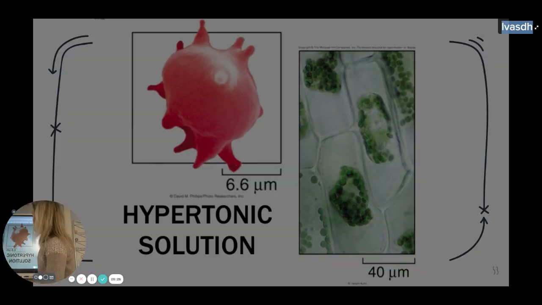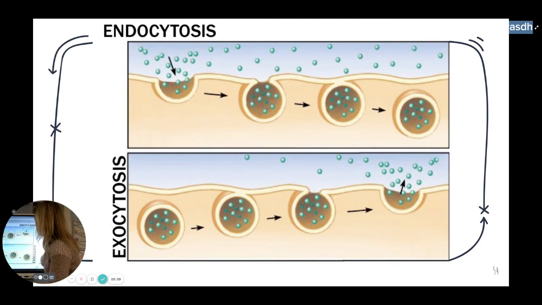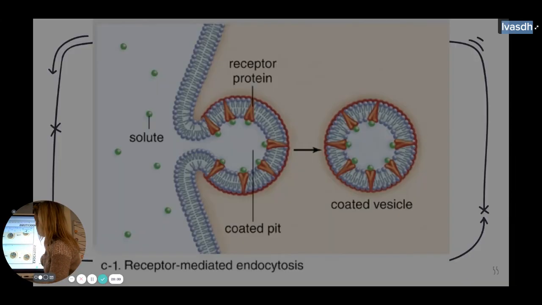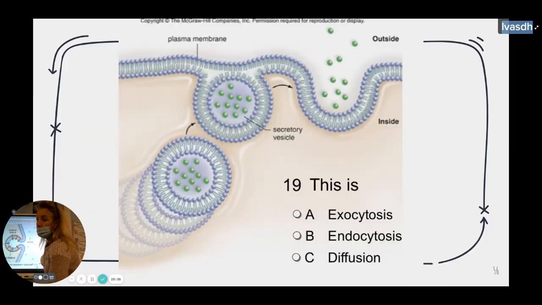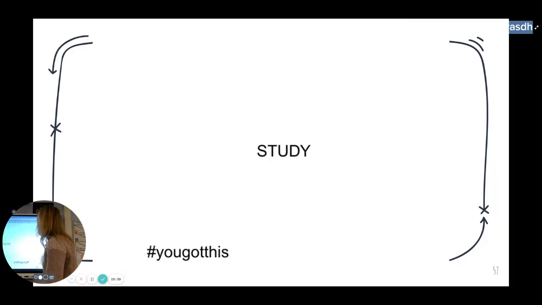Okay, and then this is just the forms of endo and exocytosis right here. Endo, there's your receptor mediated. And there's that. And oh my gosh, the end.